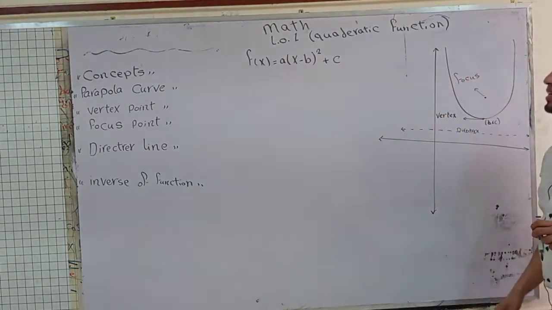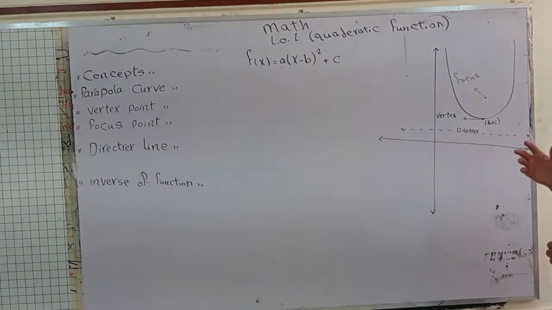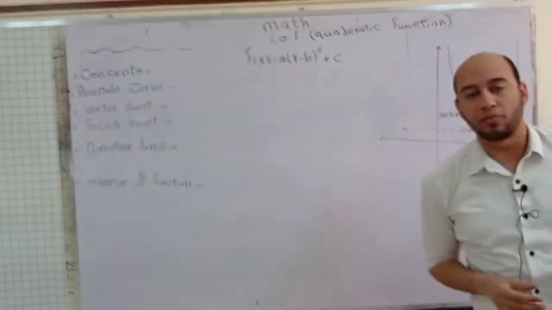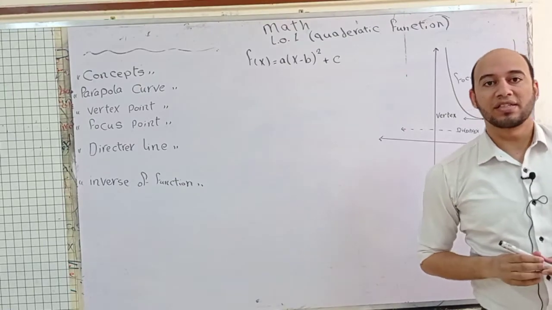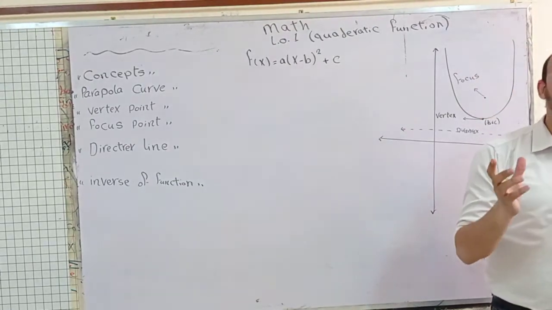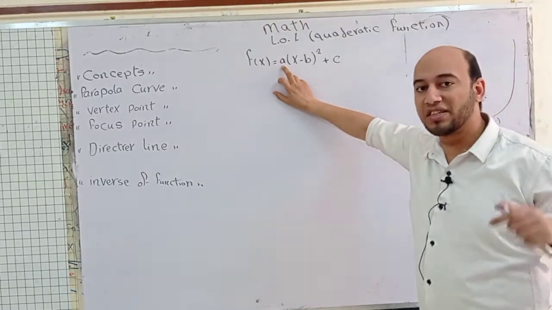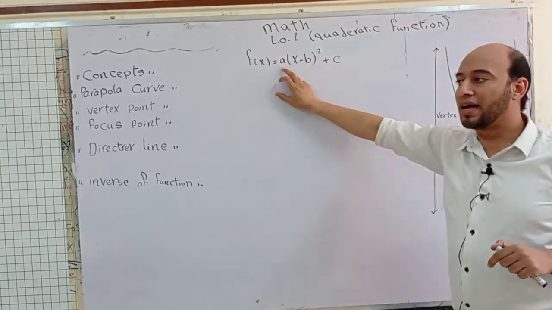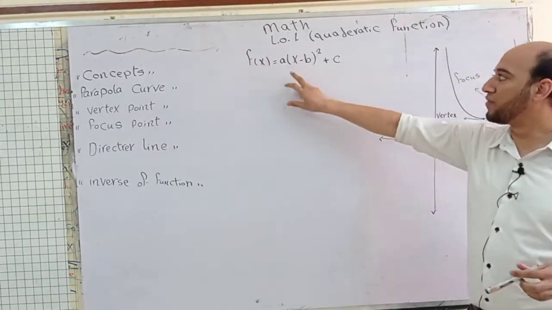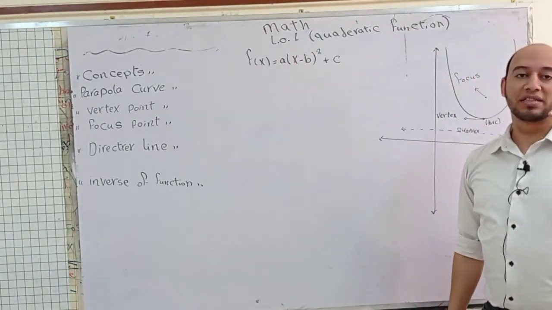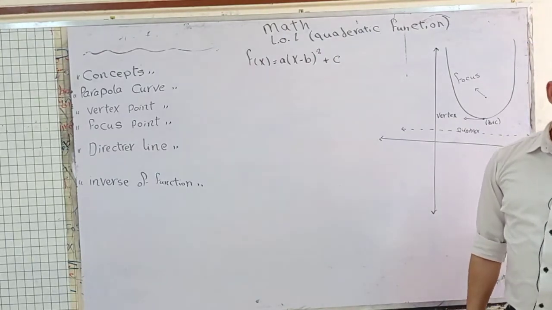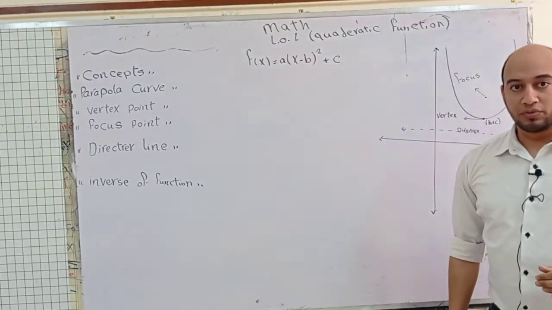Okay, now we take some information about the parabola curve. We know that the parabola curve opens up when this coefficient is a positive number, and opens down when this coefficient is negative.